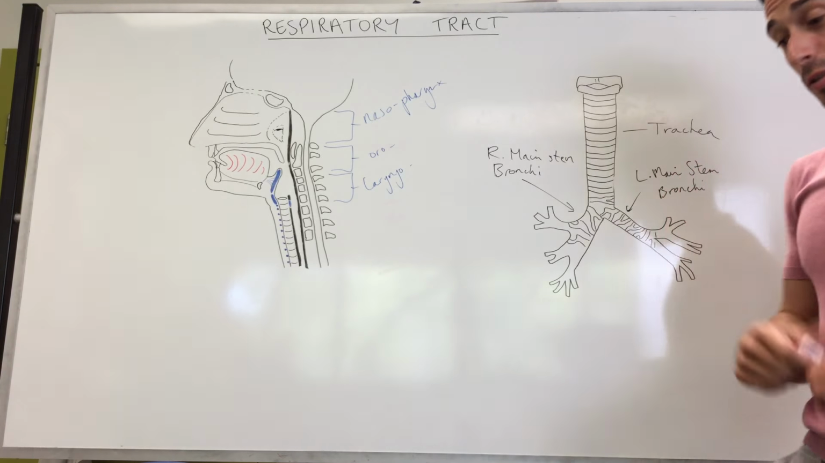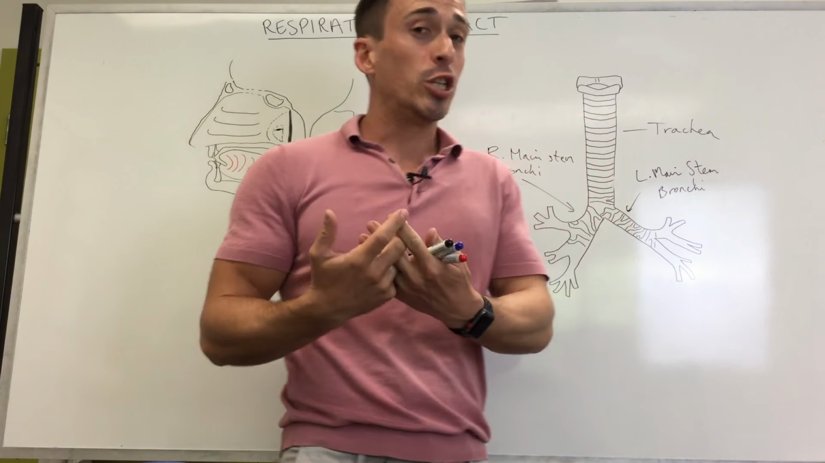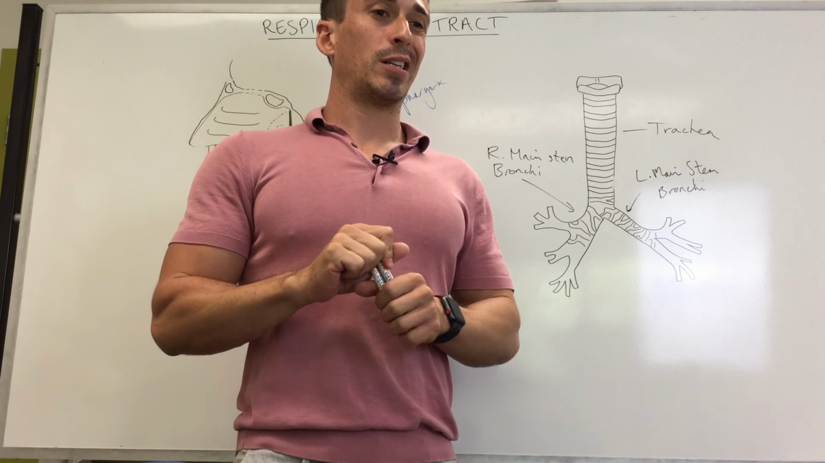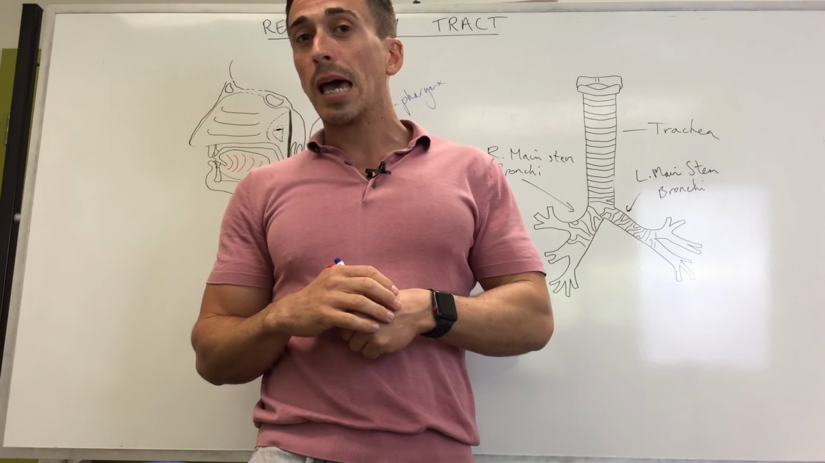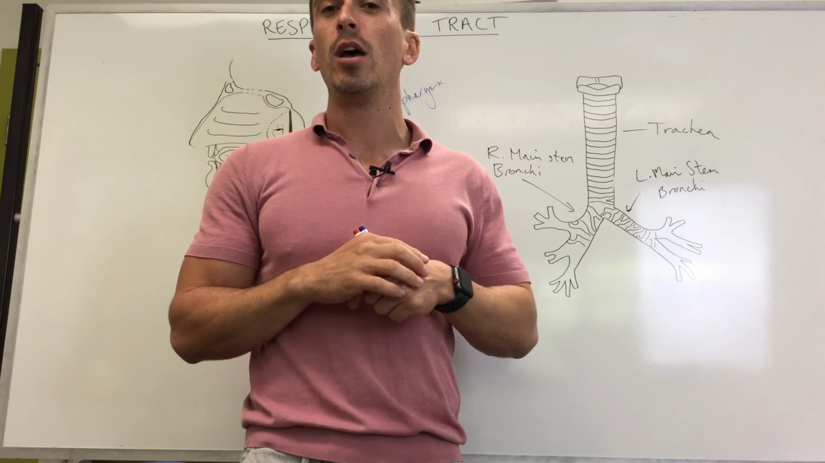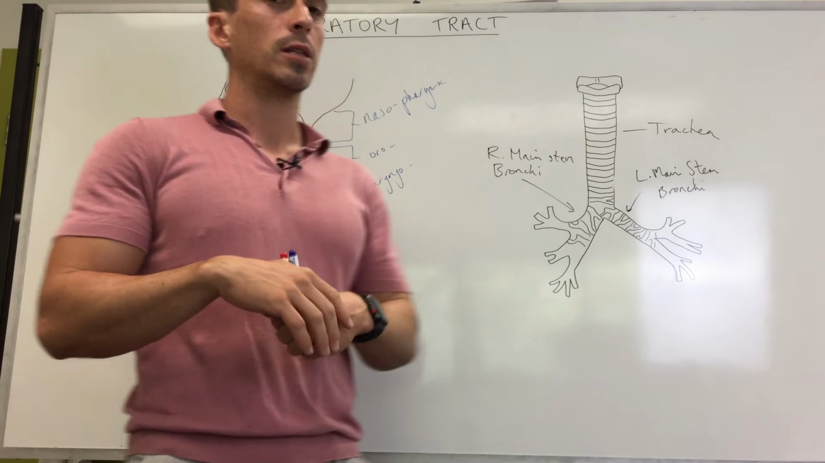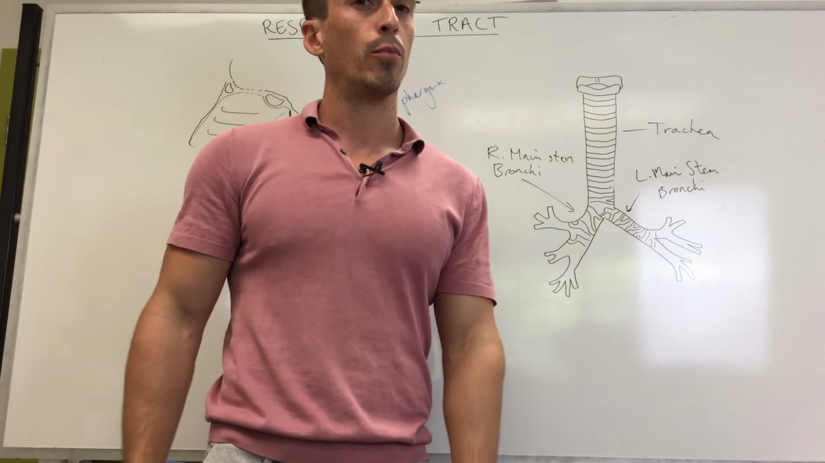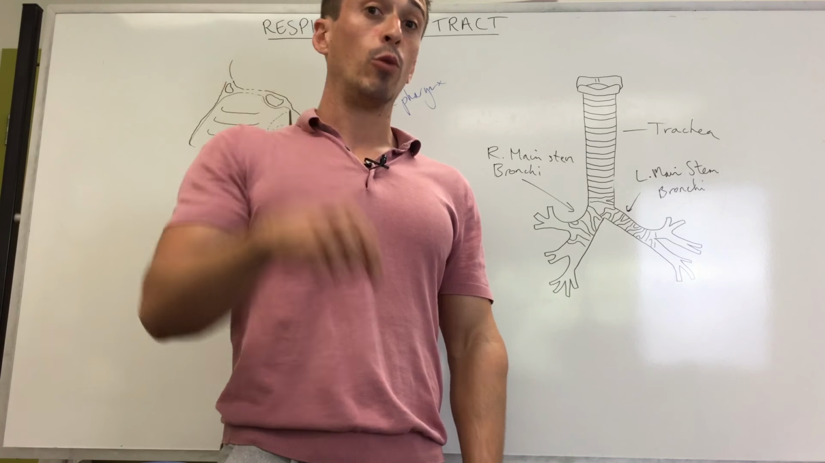Why is this important? Well, it's important because sometimes children or even adults can inhale objects which they potentially shouldn't, maybe like a peanut, and it may get caught down in their respiratory system somewhere. Where do you think is the most likely place for this peanut to be lodged? It's going to be the right main stem bronchi because it's wider and more vertical.